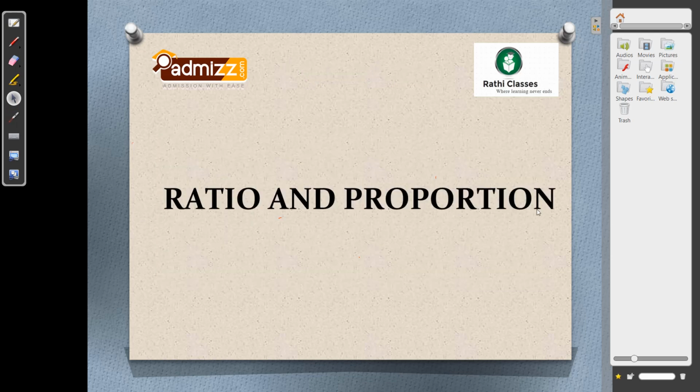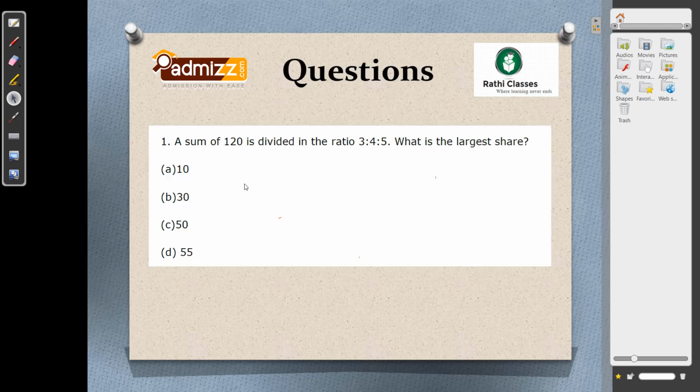The next topic would be ratio and proportion. We will be trying to solve as far as possible using shortcut approaches. So let us start with question number 1. A sum of 120 is divided in the ratio 3:4:5. What is the largest share? As you can see directly over here, the largest share is 5. So if you add 3, 4 and 5, you will directly say it is 12. So 12 into 10 is 120. 10 into 5 is 50. So the answer would be 50.